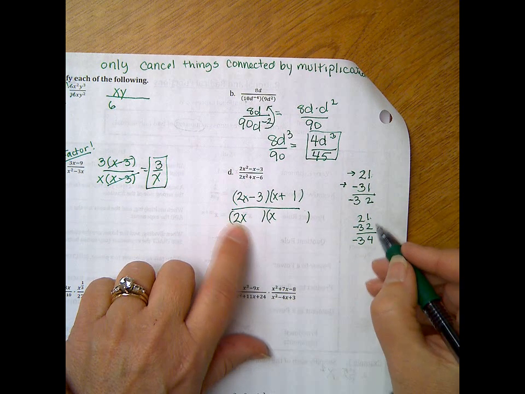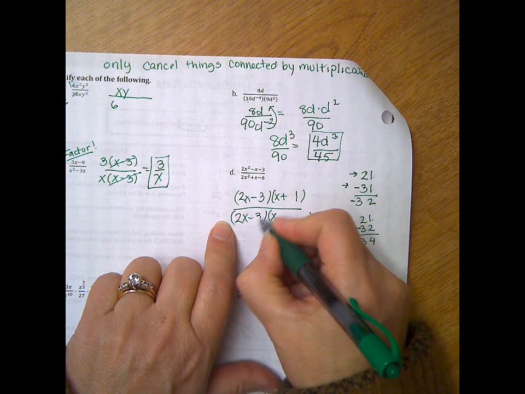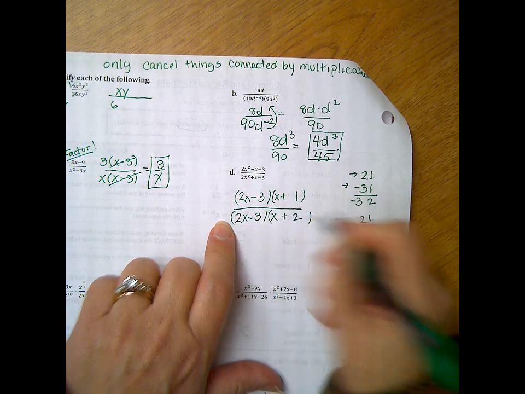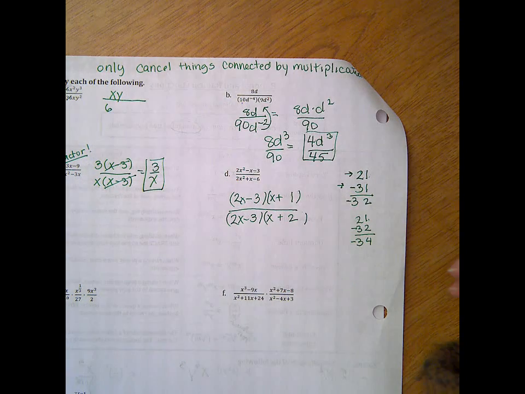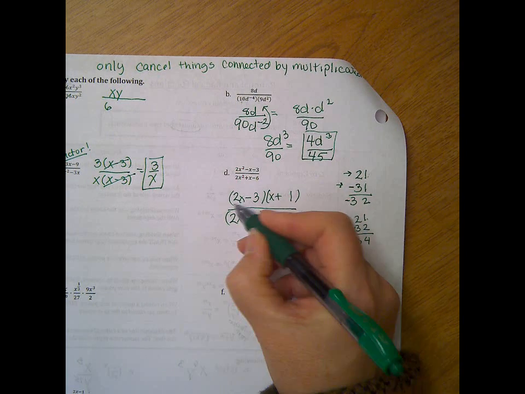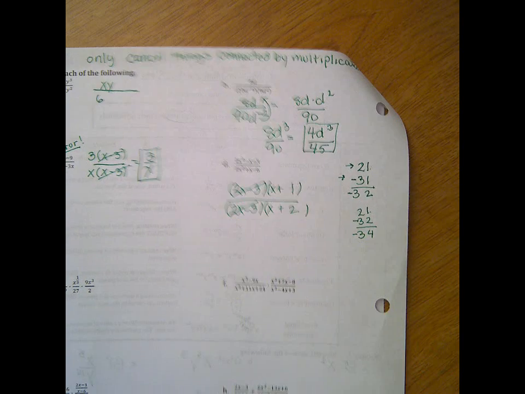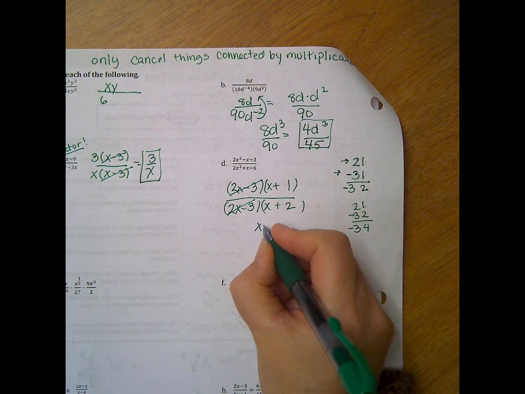So we got 2 and 1 as our coefficients of the x, and negative 3 and 2. Now it's factored. We could FOIL it back to check. These factors are connected by multiplication, so I can cancel these because 2x minus 3 divided by 2x minus 3 is 1, and I'm left with x plus 1 over x plus 2.